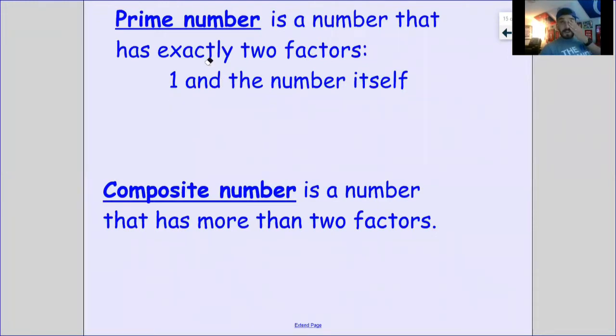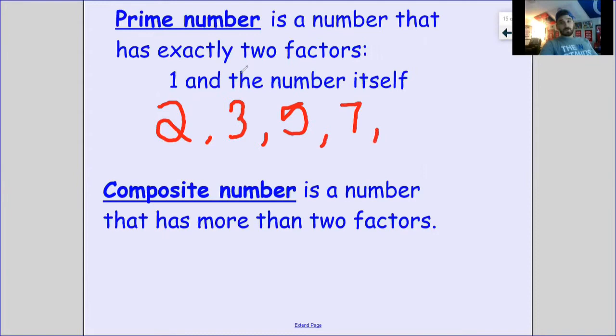Or honestly, a lot of people also think that an even number can't be prime. But if you look at 2, the only way you can get 2 is 2 times 1. That's it. So 2 is a prime number. 3 is a prime number. All you can do is 3 times 1. 5 is a prime number. 7's a prime number. 11's a prime number. 13's a prime number. Most of those numbers are odd, but don't automatically look at an odd number and think that it's prime. So we've got those definitions.